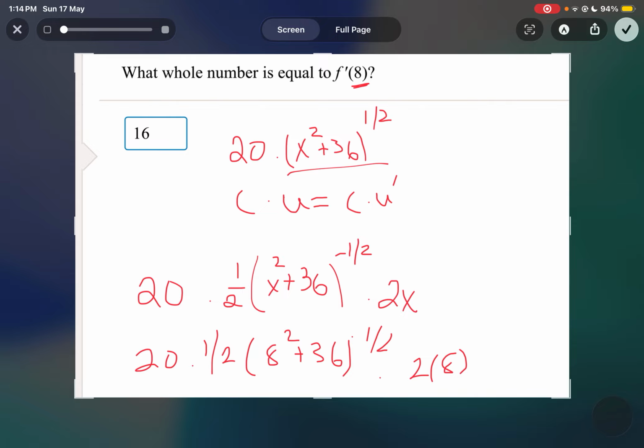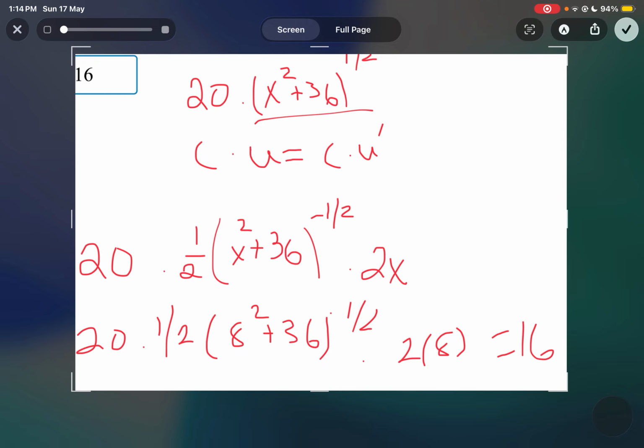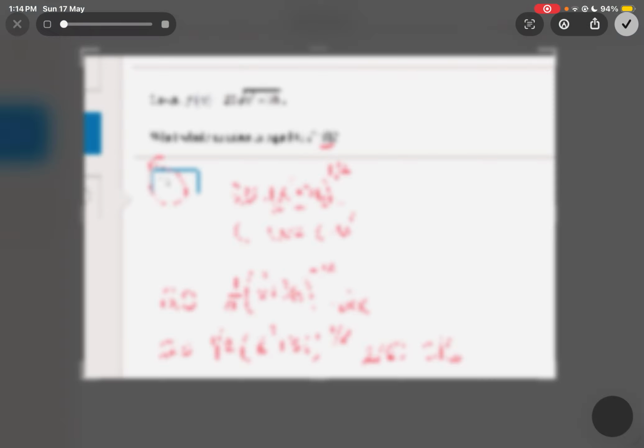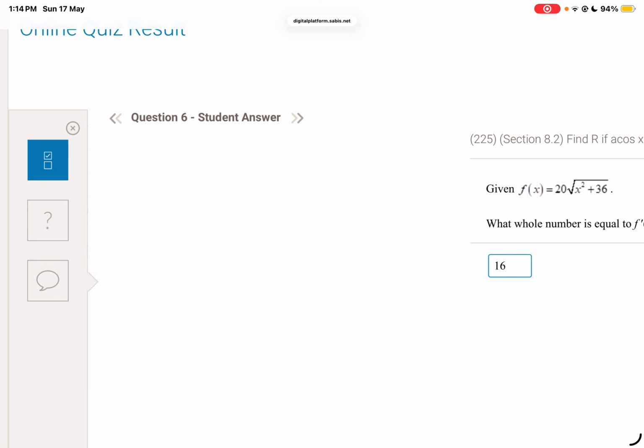Okay, so if you replace 8 in every x, you will get 20 times 1 over 2 times 8 squared plus 36 all to the power of negative half times 16. Okay, yeah, and I got 16, so that's your final answer, 16. Okay, moving on to question number 6.